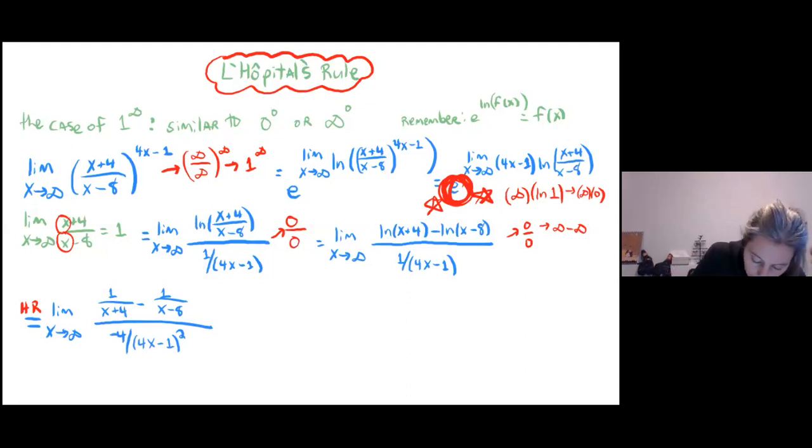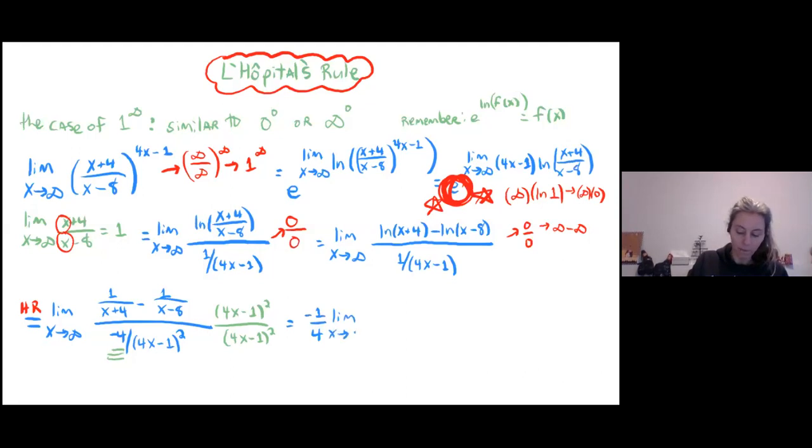So I'm going to multiply the numerator and the denominator by 4x minus 1 squared. And I'm going to take that negative 4 there and move it outside the limit. So this is negative 1/4 times the limit, as x goes to infinity, of 4x minus 1 squared over x plus 4 minus 4x minus 1 squared over x minus 8.